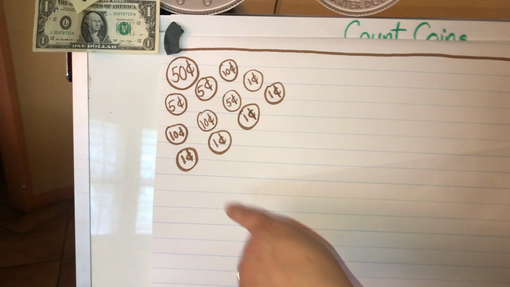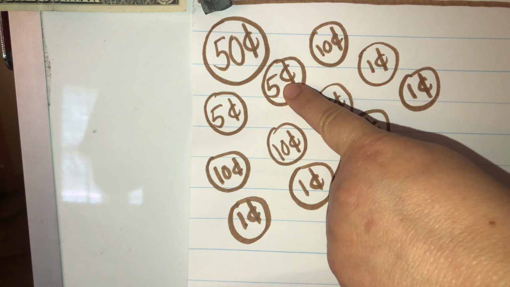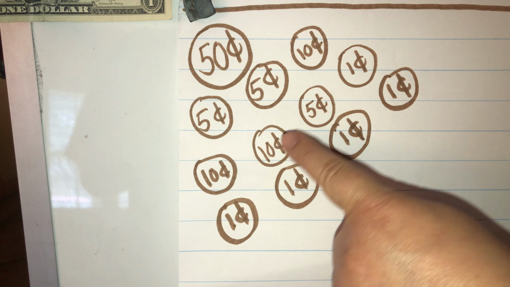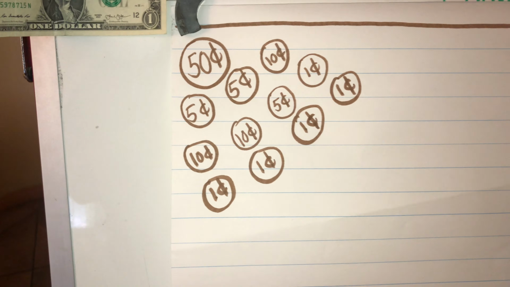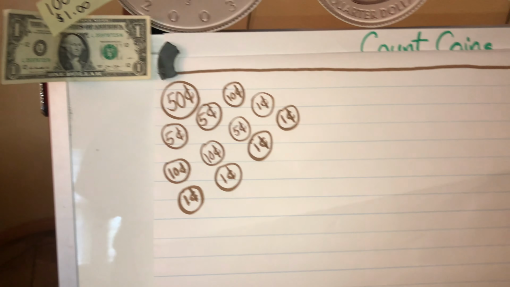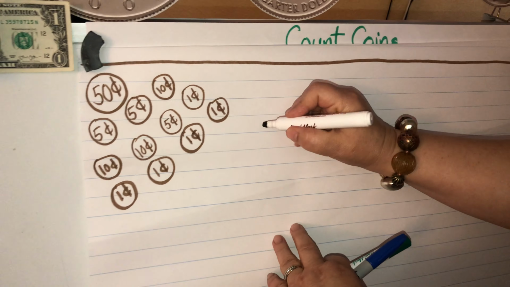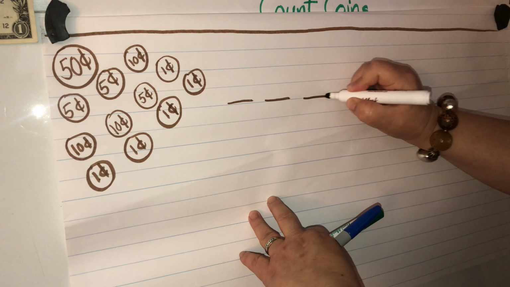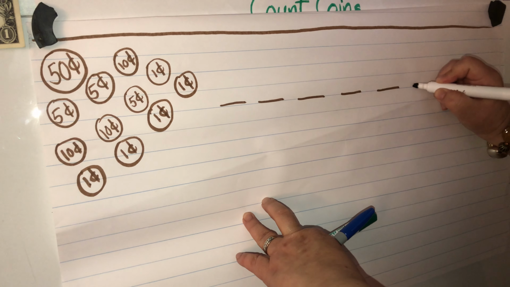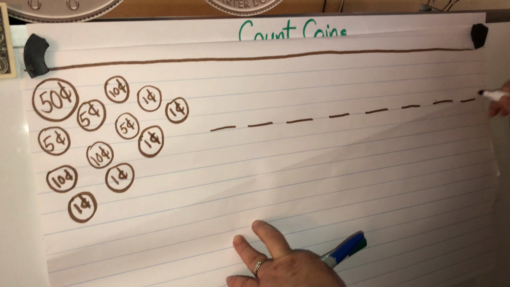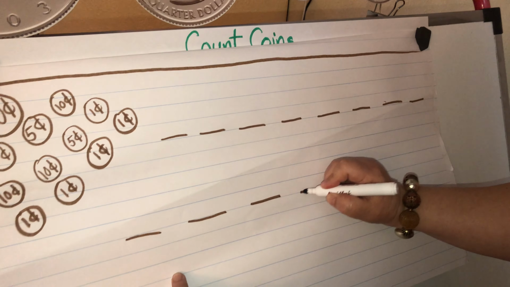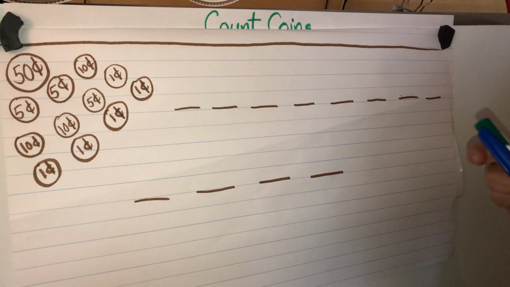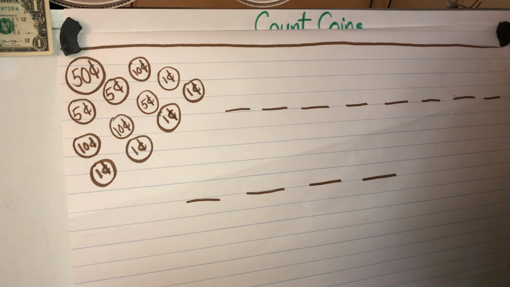Okay, so let me double check and make sure I make the correct number of lines. 1, 2, 3, 4, 5, 6, 7, 8, 9, 10, 11, 12. 12 coins, so I will make 12 lines. 1, 2, 3, 4, 5, 6, 7, 8, 9, 10, 11, 12. Okay, so we're going to go ahead and put them in order.